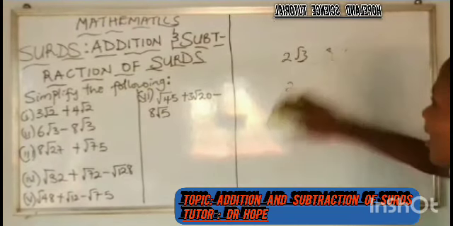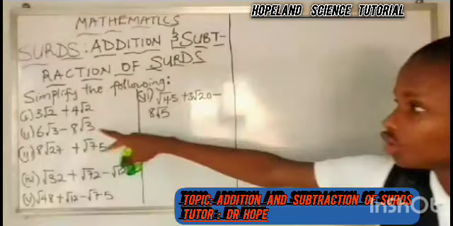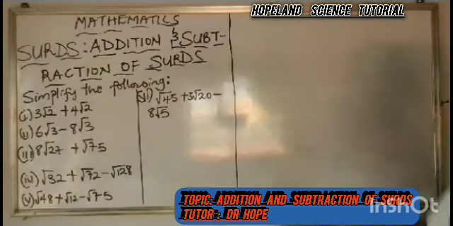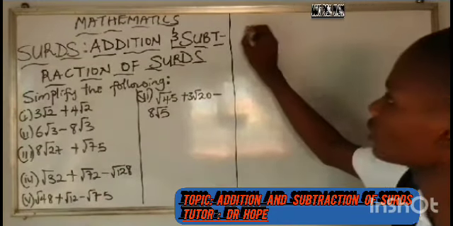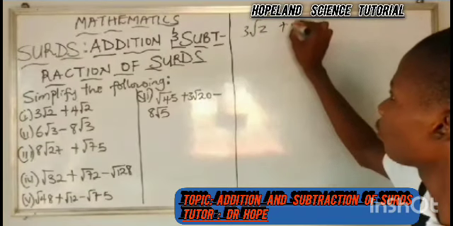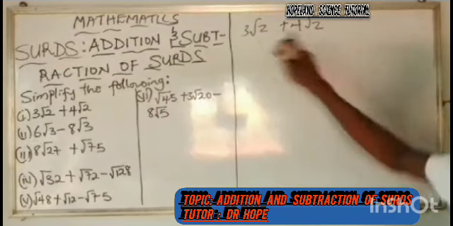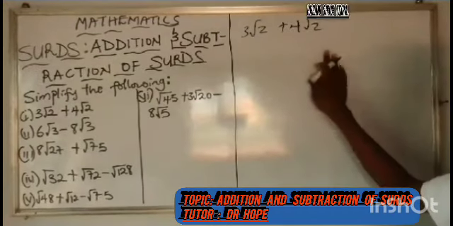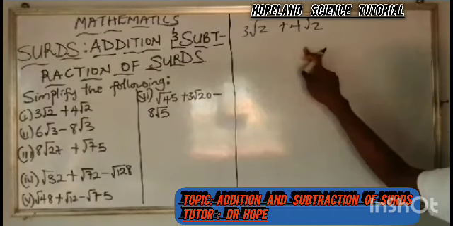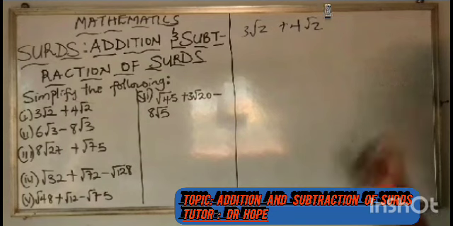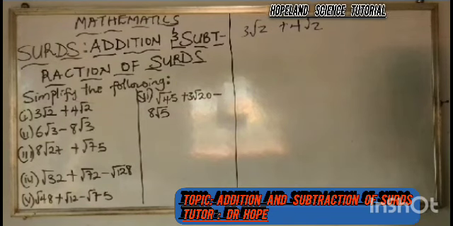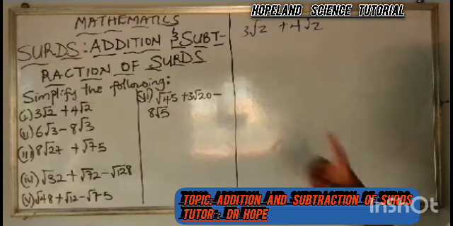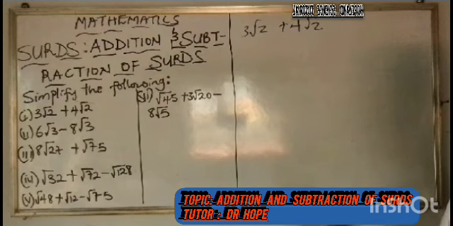So now let's start digesting these examples on the board. We have 3 root 2 plus 4 root 2. We are told to simplify this, that is, add these two surds. In adding these two surds, remember the first thing I said: we must ask ourselves if it is a basic surd, and then ask ourselves if it is a similar surd.